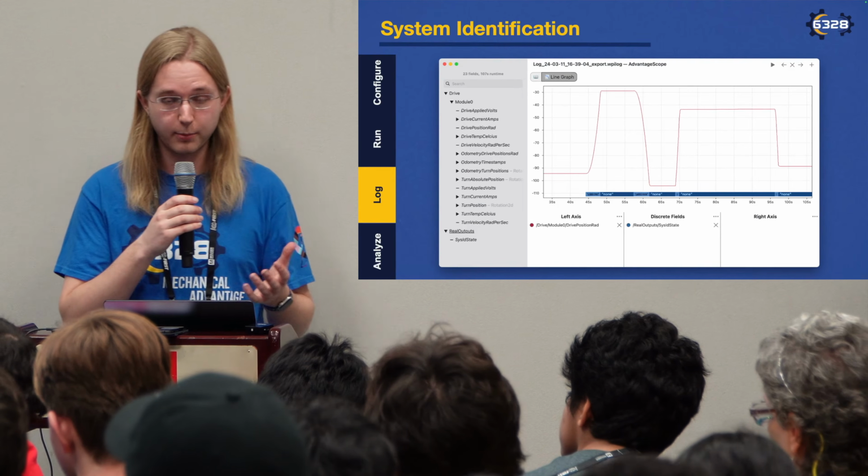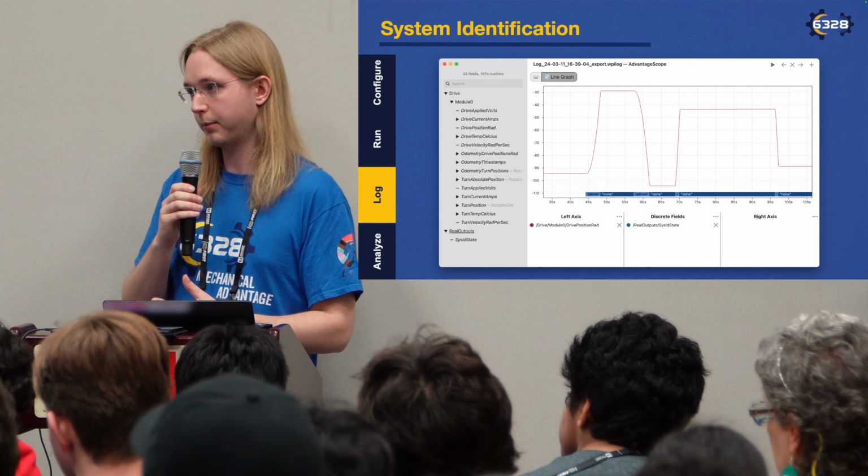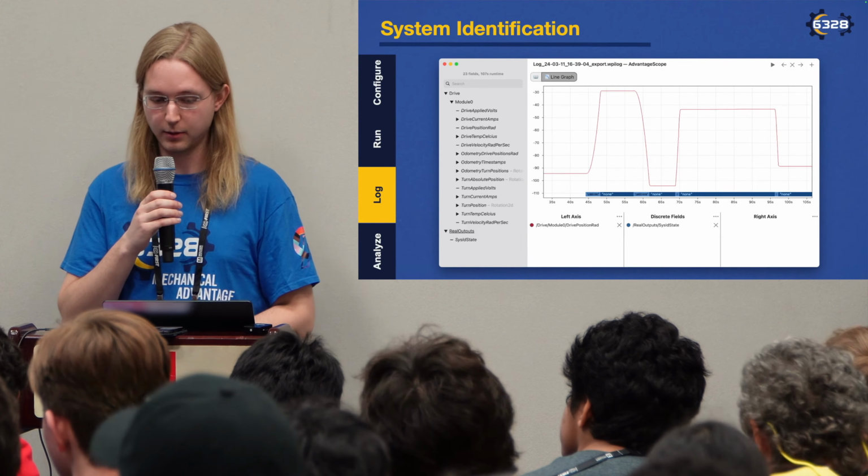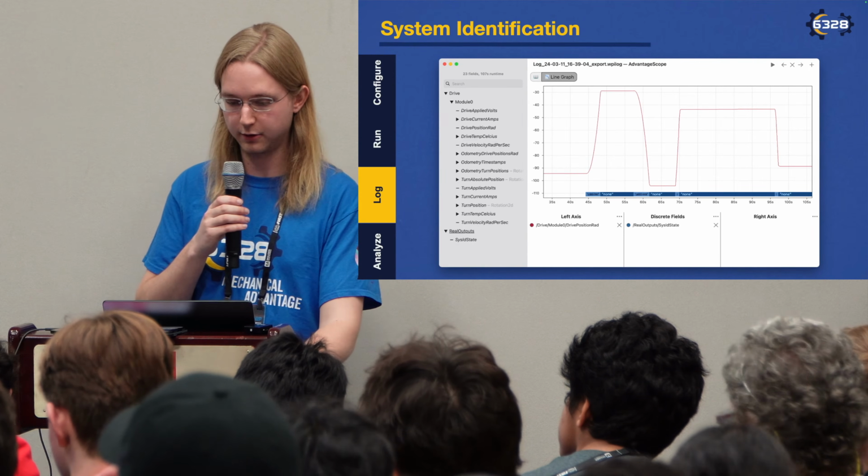Now, using that callback we defined, all of the data about the state of the mechanism is saved to a log file. We can browse that in AdvantageScope here.